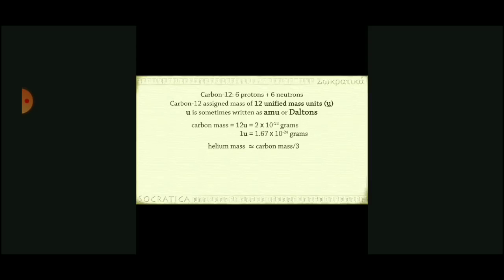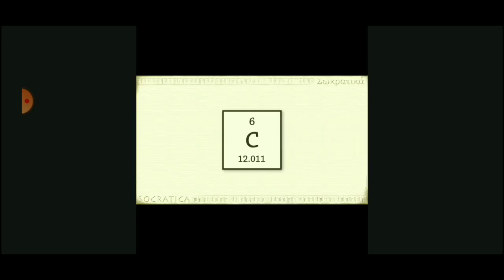Helium mass, how will you write? It is approximately equal to carbon mass by 3, that is equal to 12 U by 3, which gives 4 U. Similarly, we can write hydrogen mass, which is equal to carbon mass by 12, that is 12 U by 12, is equal to 1 unified mass unit.